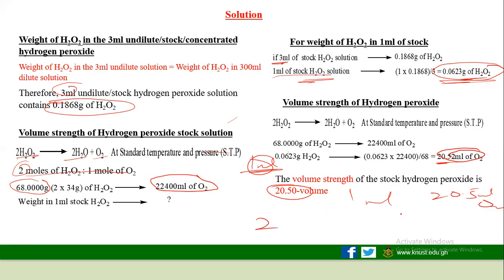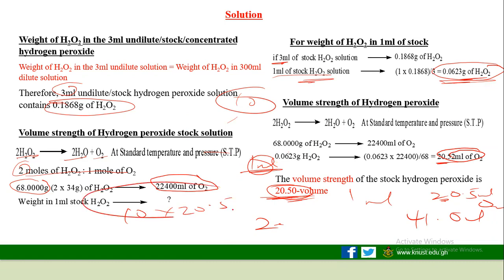If you take 2 ml, it will give 41.0 ml. And so always, if you take any amount of the peroxide preparation, it gives you that amount times the volume strength as the amount of oxygen, right? So for me to have gotten the 41, I just multiplied the 2 by the 20.5. That means if I pick 10 mls of my hydrogen peroxide stock preparation, it will liberate 10 times the volume strength, which is the 20.5. So that is the whole rationale behind this calculation, right?